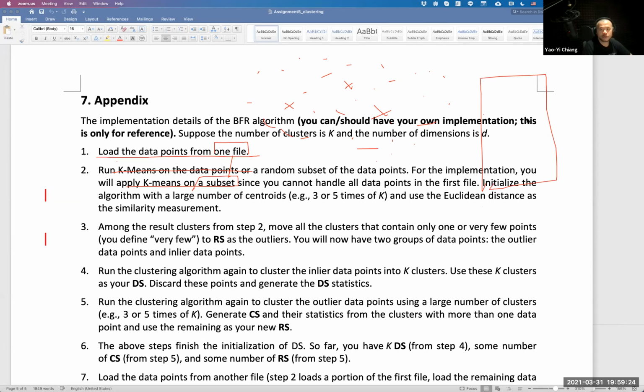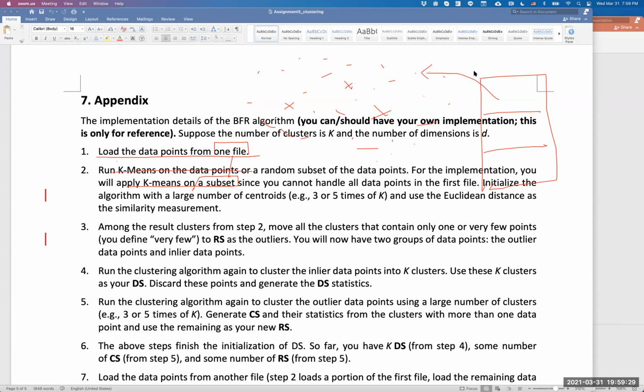Say you only have 3 parts. You read in the first part, and the first part contains 1 billion data points. And you don't want to do clustering on 1 billion points because you still do not have that memory space to run it. Although you can load it, you might not have the memory space to run it.